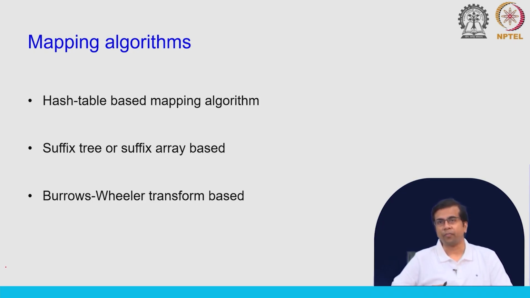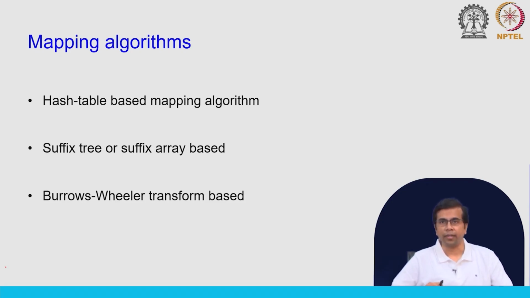Okay, so the first one is called the hash table based mapping algorithm, which will be the topic of discussion today. The next one is called the suffix tree based method or suffix array based method. There are two alternative ways of doing this, and we will discuss them in the next class. We will talk about the advantages of each of these methods also, and then finally we will talk about the Burrows-Wheeler transform based algorithm. This will be our final algorithm for the mapping.